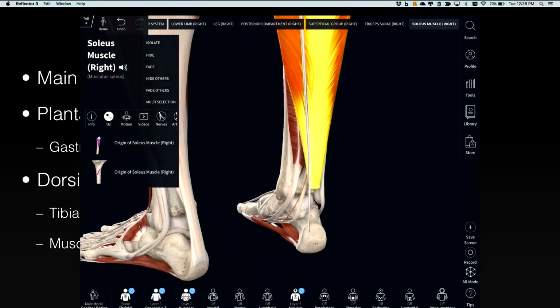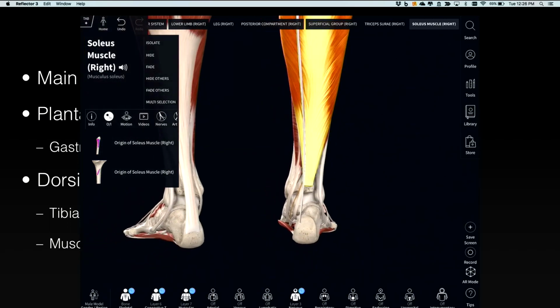Pretty wide origin that also inserts into the calcaneal tendon, which I've removed when I took gastroc off. So both of these will act to plantar flex the foot. Soleus only plantar flexes the foot. Gastrocnemius, because it originates on the femur, will also flex the knee. Secondary action. Primary action in both cases, plantar flexing the foot.